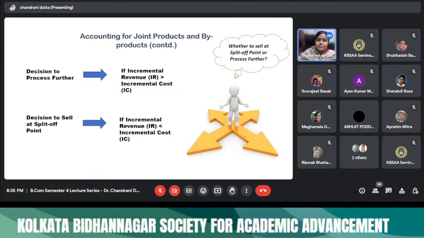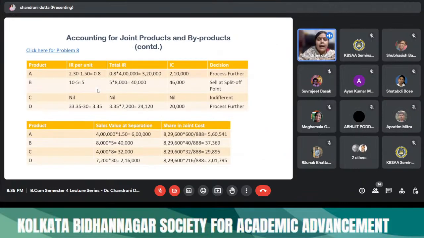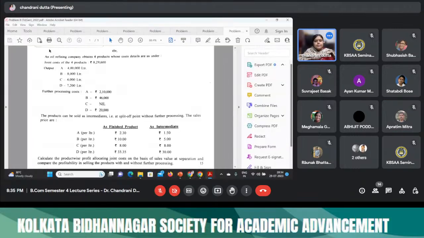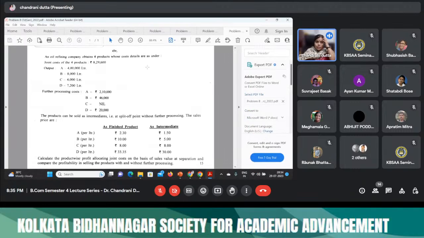Fine. Yes, ma'am. Okay. So we'll see the application of this in the problem. This problem had come last year only, 2022 general. So see, in the honors you have a very straight kind of a problem, but in general you have a decision making problem, 15 marks. Okay, see, so sometimes it happens.